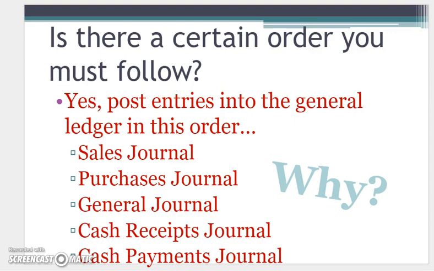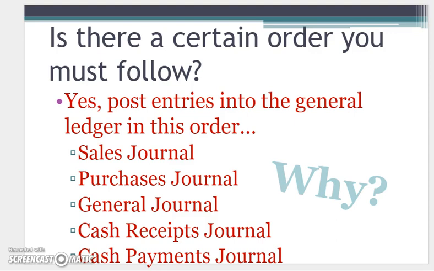So we just said that the accountant will take transactions from the special journals, total the columns up, and then take those numbers and put them into the general ledger. Is there a certain order that they must follow? The answer is yes, there is.